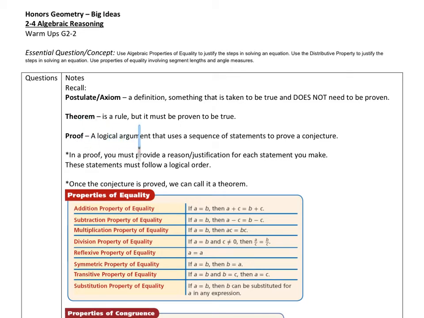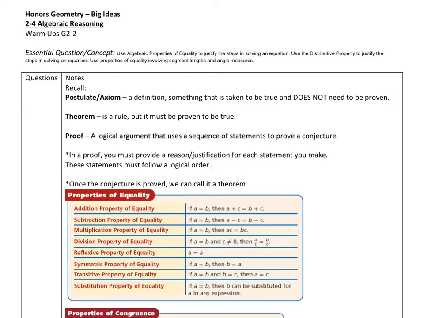Theorem is a rule, but you have to prove it. So this is what we're going to work on. We're going to have theorems that we've got to prove, but our theorems right now are just going to be algebraic equations. And when I say prove, well, you have to develop a logical argument and then use a sequence of statements to prove a conjecture. So, in a proof, you have to provide a reason for each justification.